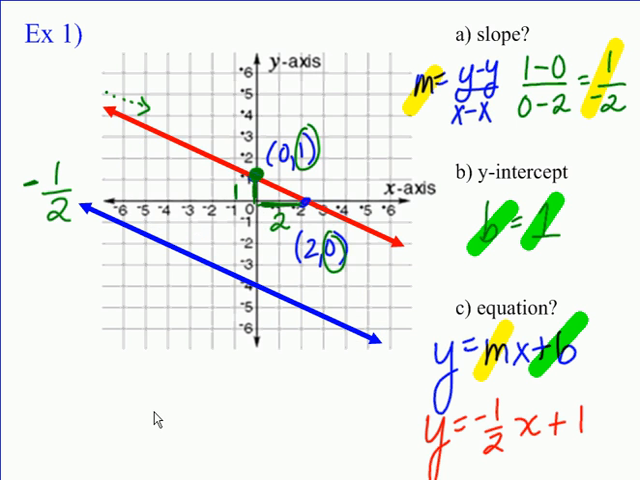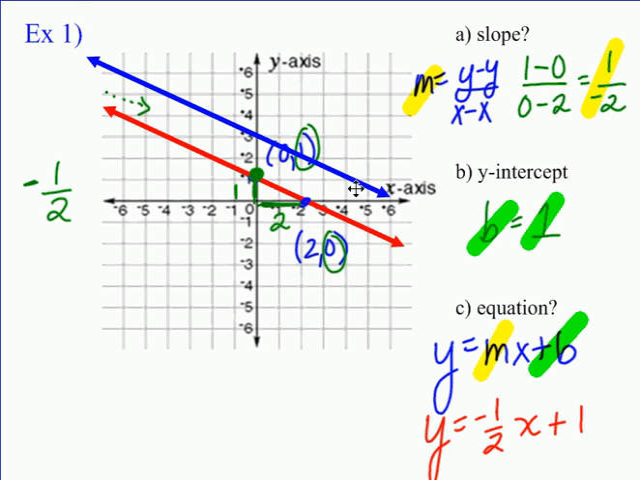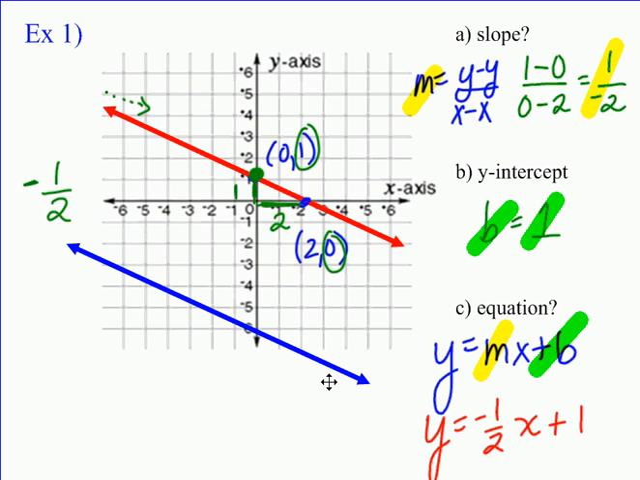So here I've moved it, and we can see that it's crossing at negative 4. So what that would do is change this plus 1 to be minus 4. Then our equation would be y equals negative 1/2 x minus 4. If I moved it up here, it would be y equals negative 1/2 x plus 5. If I put it there, y equals negative 1/2 x plus 3. Down here, y equals negative 1/2 x minus 6.